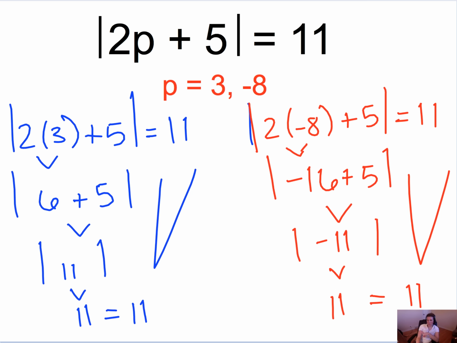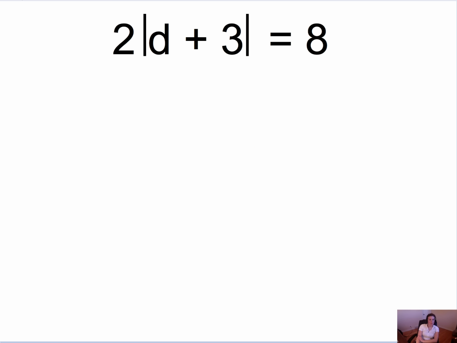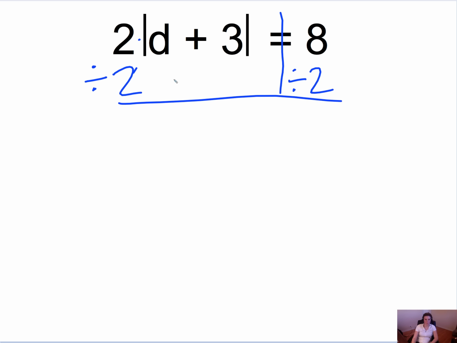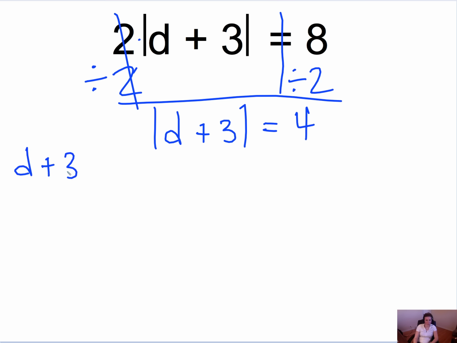All right, let's put everything together now, everything that we know. So here we have 2 times the absolute value of d plus 3 equals 8. The absolute value symbols are not by themselves yet, so we need to get this 2 away. And remember, it's attached with multiplication, so we're going to divide by 2 so that the absolute value symbol's by itself. This way we have the absolute value of d plus 3 is equal to 4. Now I know that d plus 3 can either be positive 4 or d plus 3 can be negative 4.